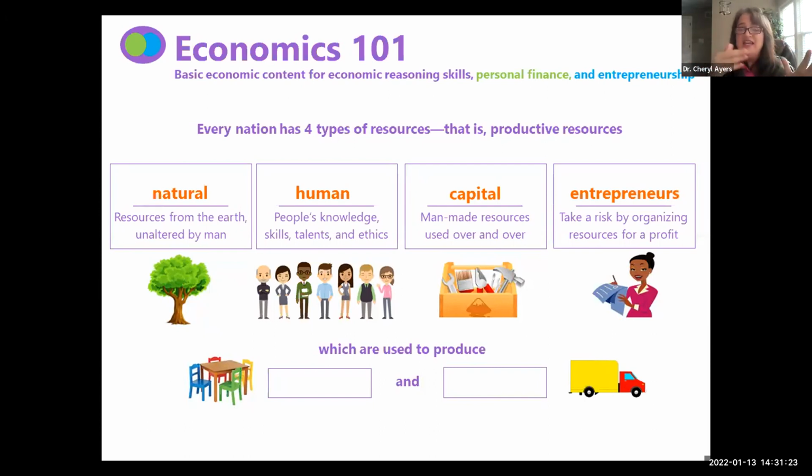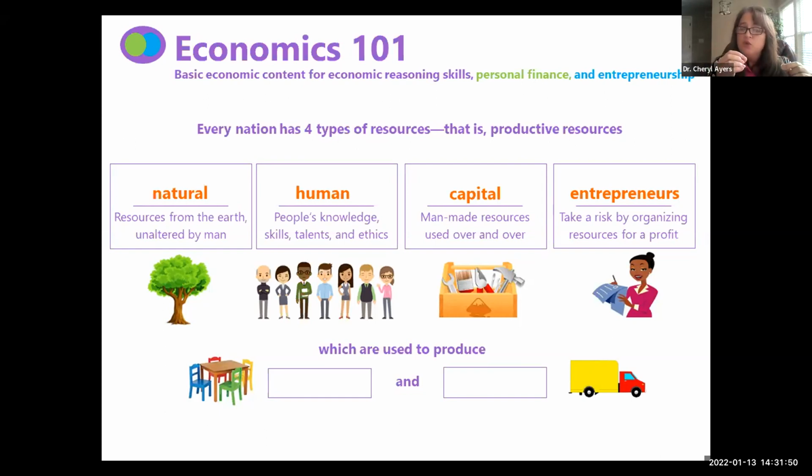Every nation has these four resources to varying degrees. So India, for example, a lot of human resources. Germany, I'm German, a lot of capital resources that go into making those BMWs, for example. Africa, a lot of natural resources in terms of diamonds, for example. The U.S. is blessed with a nice variety of all of these.